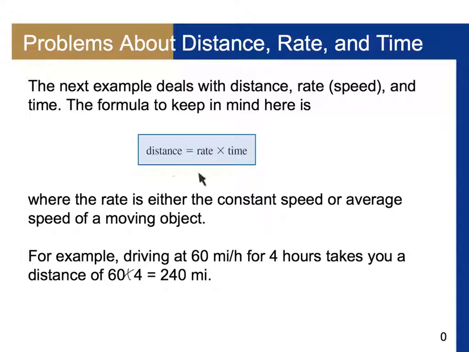So D equals R times T is another way to write that, and usually that's easy to remember. That is just dirt. D equals R times T.